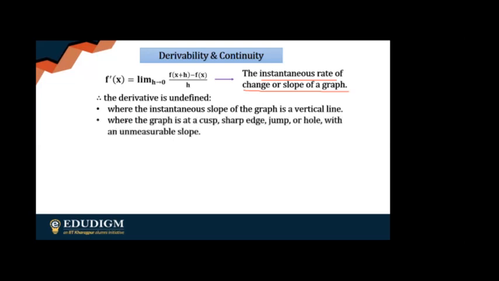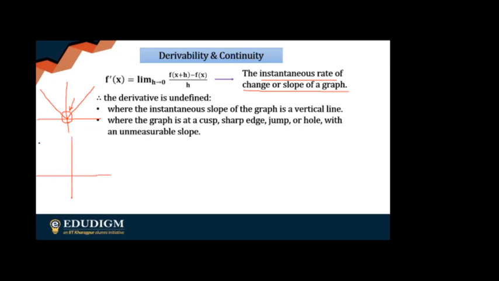So when do you think the derivative may be undefined? When there is a slope which is not defined. If you take any vertical line, you see the slope is not defined. And also if there's a cusp or sharp edge or jump or hole, or any unmeasurable slope, those are the points where differentiability comes under the scanner. For example, since we were talking about mod x, let's see how this graph goes. For x less than 0, 0, and x greater than 0, can you see this sharp bend here? This is where the differentiability is having some trouble.